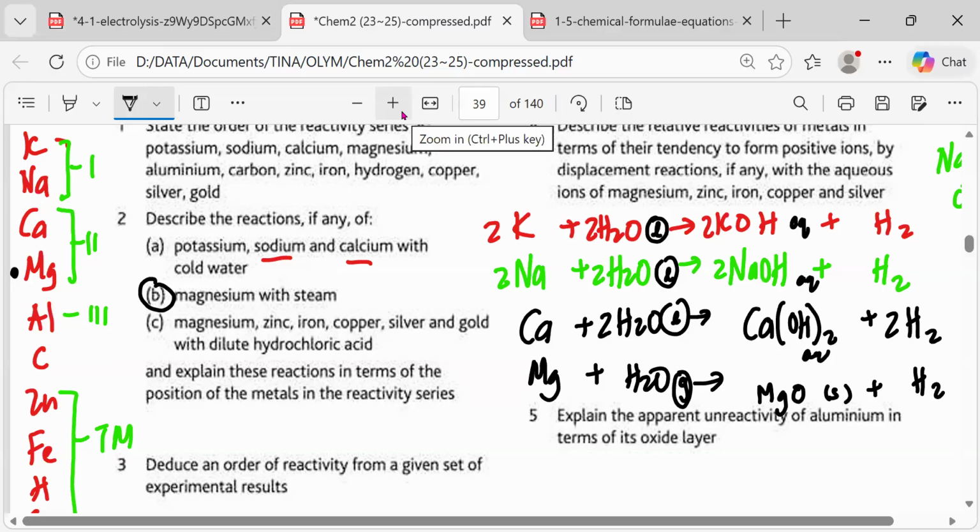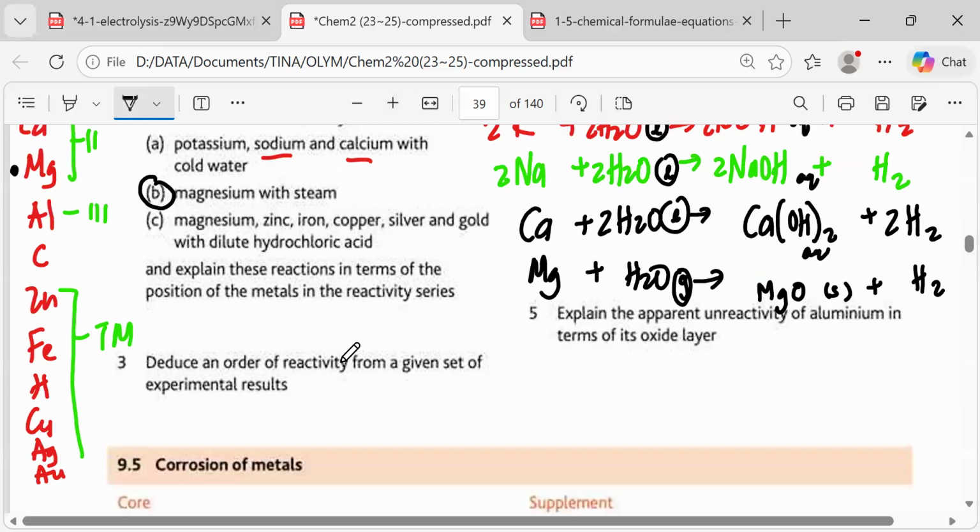Is it similar to acids, bases and salts? Yes. All right. Now, finally, who do you think can react with acid? Magnesium, zinc, iron, copper, silver, gold. Everybody? No. Only magnesium, zinc, iron. Copper, silver, gold don't react with dilute hydrochloric acid. Okay?